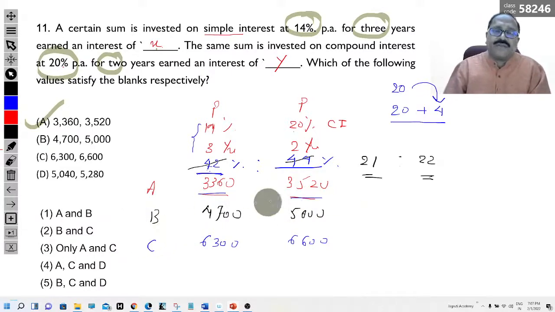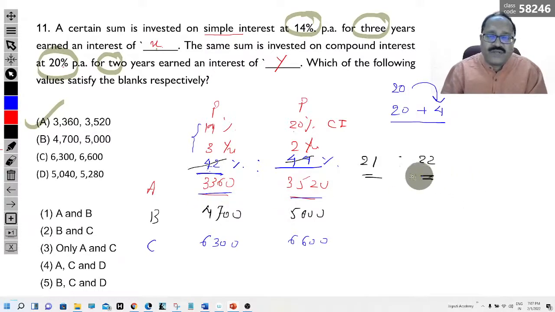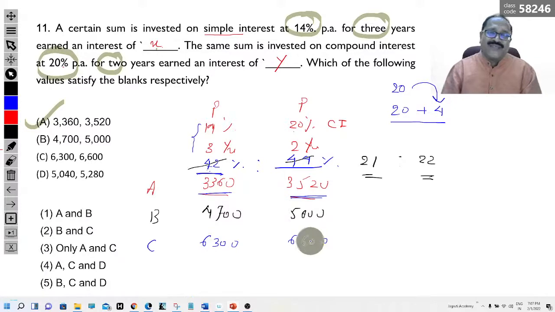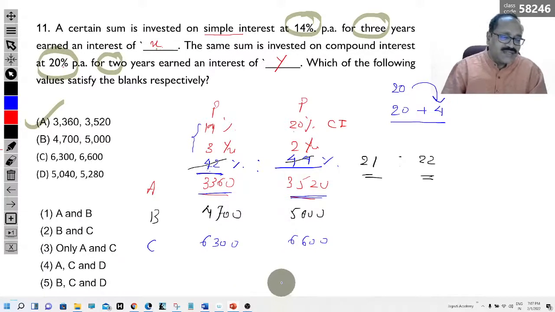How do I check? By cancelling it, or you divide this number by 21, whatever you will get the same thing by dividing this number by 22. Wow, look at Akanksha Yadav. She says the option C. Option C means only A and C.